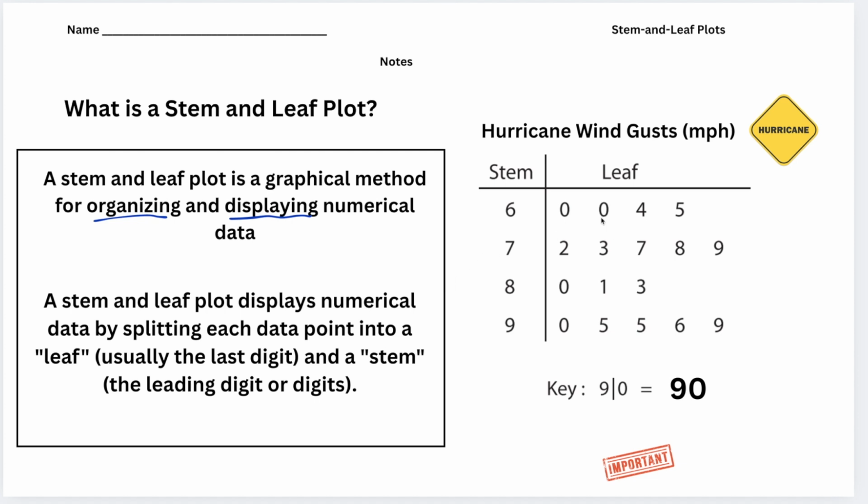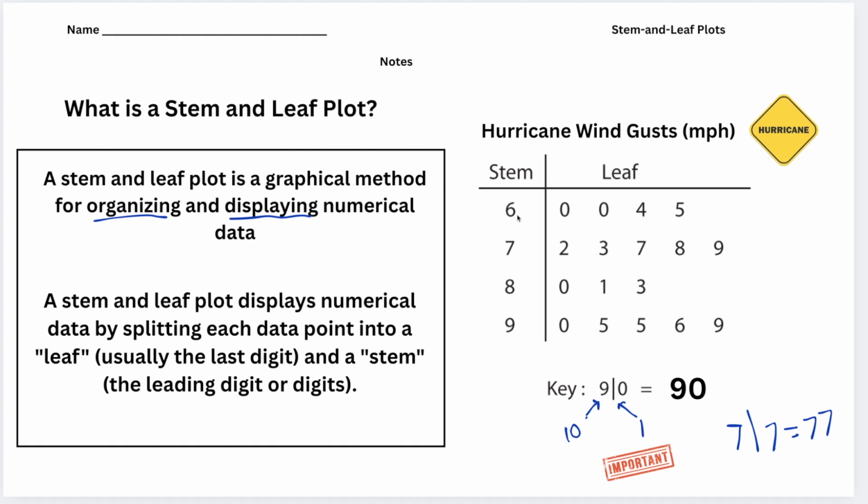Every one of these pieces of data over here represents the miles per hour of a wind gust. The key thing to look at, I even wrote the word important over here, is the key. Notice we have a 9, then a line and then a 0. What that represents is 90. The 9 represents the tens place, and the 0 represents the ones place. So if we have a 7, a line, and a 7, that would represent the number 77.